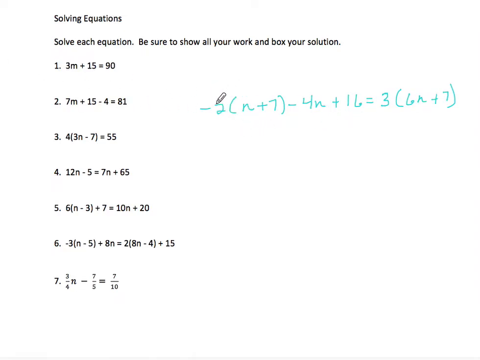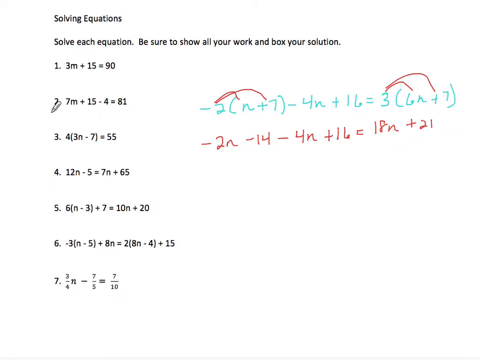So we're going to distribute. Negative 2 times n is negative 2n. Negative 2 times 7 is negative 14. Then we just bring down the minus 4n plus 16 equals, now we have more parentheses. We'll do 3 times 6n is 18n, and then 3 times 7 is 21. All right, so we got rid of the parentheses.